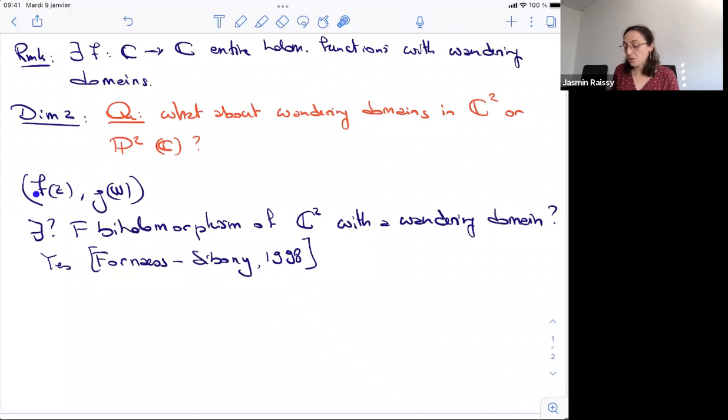Because, well, in dimension 1, I know by Sullivan's result that I don't have a wandering domain for a polynomial. So I can't go there. And even if I had a Blaschke product, even if I'm not such an expert on this stuff, but they don't have, am I correct? I think they don't have wandering domains. And so I can't use something like that.